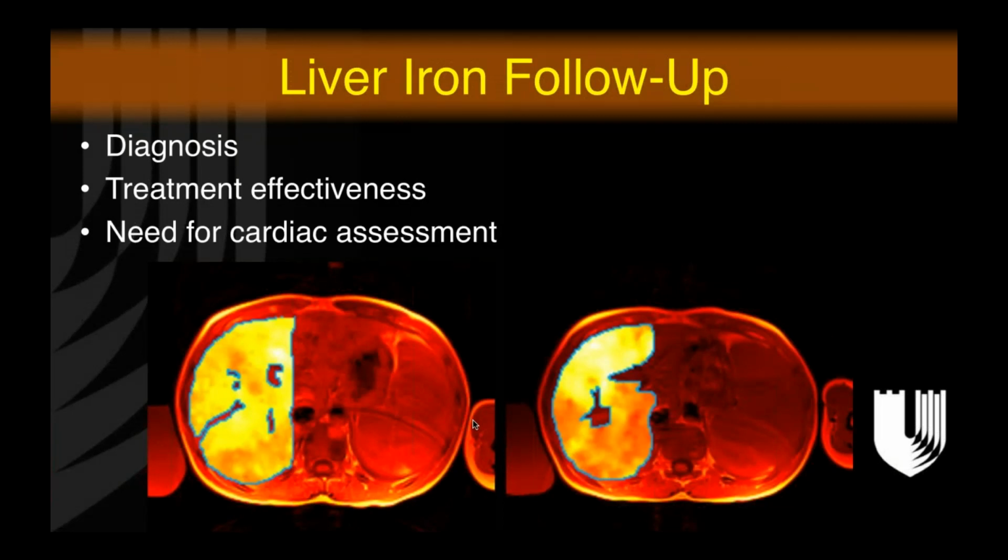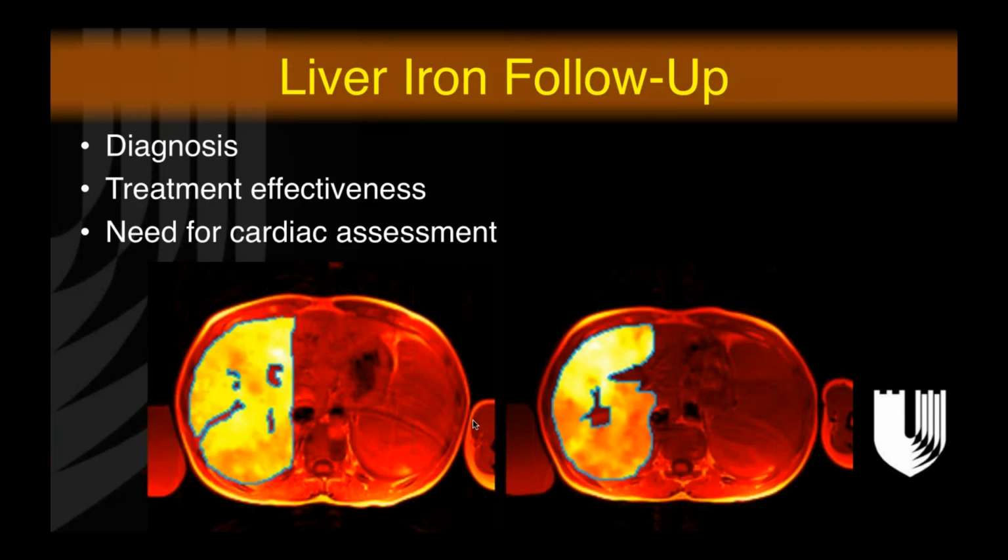So again, liver iron quantification using MRI has a nice role in the diagnosis of liver iron overload, as well as monitoring treatment effectiveness and the need for cardiac assessments. One of the things that's tricky in these patients is that they don't all respond to treatments in a similar way. Many of these patients, especially in our practice where we have a large sickle cell population, are kids, so it can be challenging to get them to take oral medications every day.